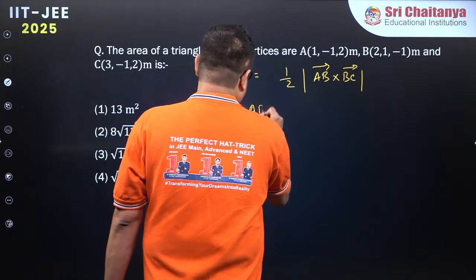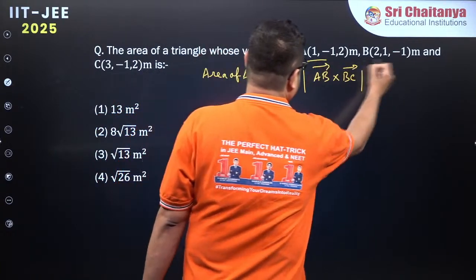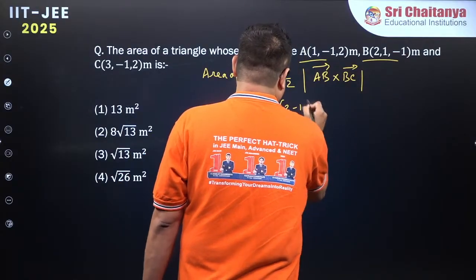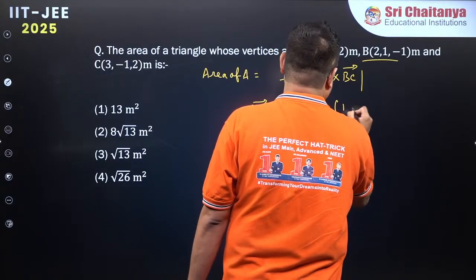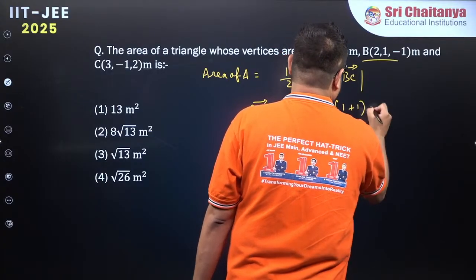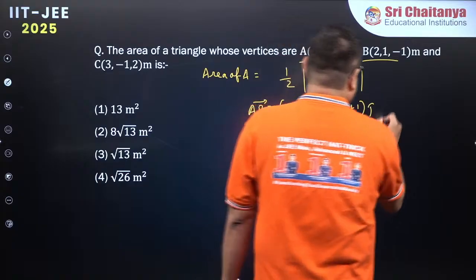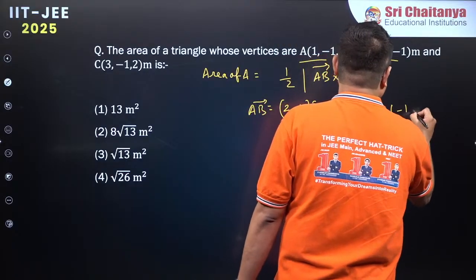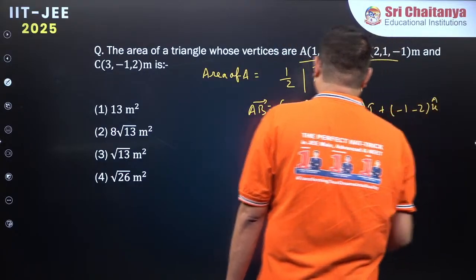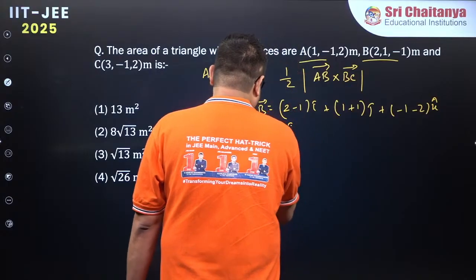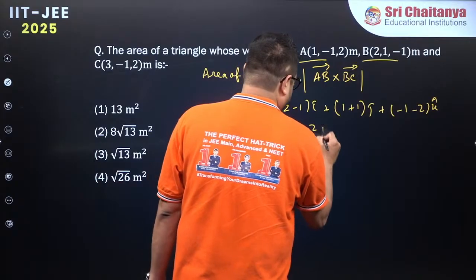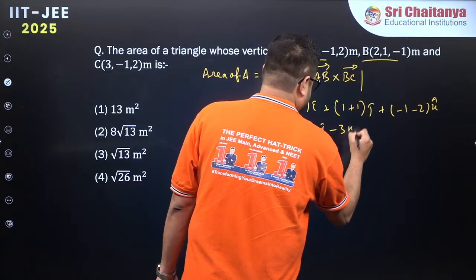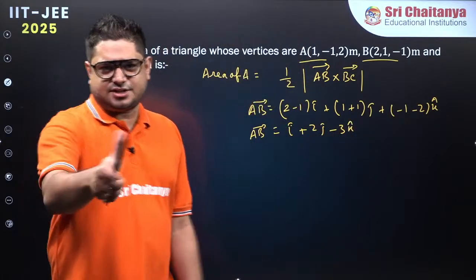So now let's try to find AB first. What do you think will be AB? This is A, this is B. We can write it as 2 minus 1 i cap, plus 1 minus of minus 1, that is 1 plus 1, j cap. Last but not the least, minus 1 minus 2 k cap. So I will be getting the AB vector equivalent to i cap plus 2j cap minus 3k cap. Is everyone getting this? If yes, give a thumbs up.